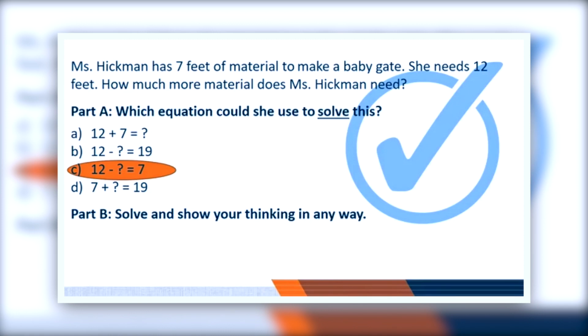Now let's move on to part B. For part B, you're going to need something to write with and a piece of paper. Your job is to solve and show your thinking in any way. Tell me, how much more material does Miss Hickman need to finish her baby gate? I'll give you a minute to solve the problem. Make sure you show your work on a piece of paper. When the music stops, it's time to check your answer.